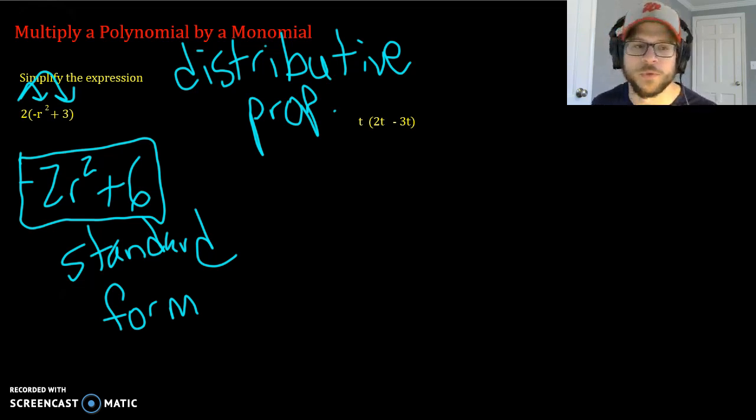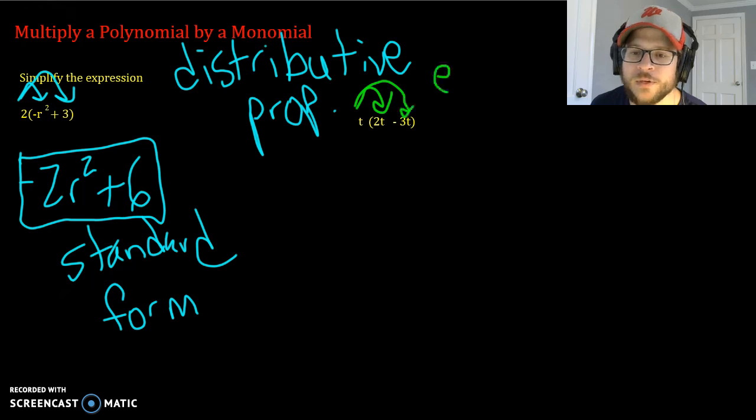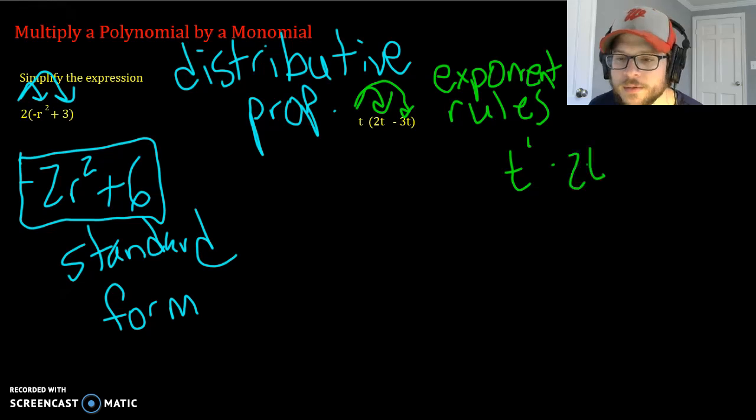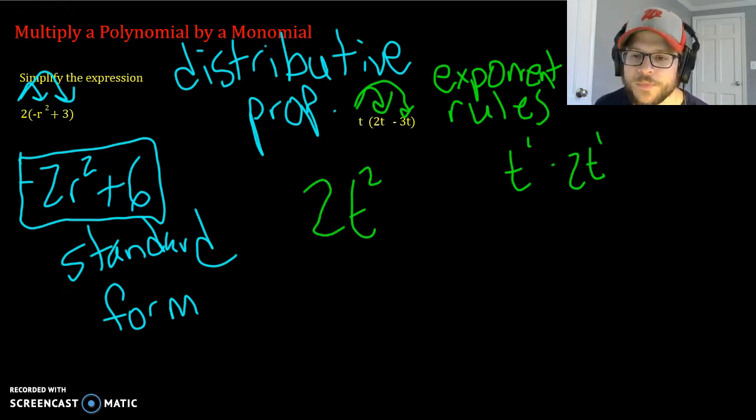Now with the next example, when your monomial has a variable within it, you need to follow your exponent rules while you are multiplying the two terms together. So t times 2t, both of your exponents are 1s. So when you add your exponents together, it becomes t squared, and that 2 stays out in front. So this 1 plus 1 right here is what leads to your exponent.